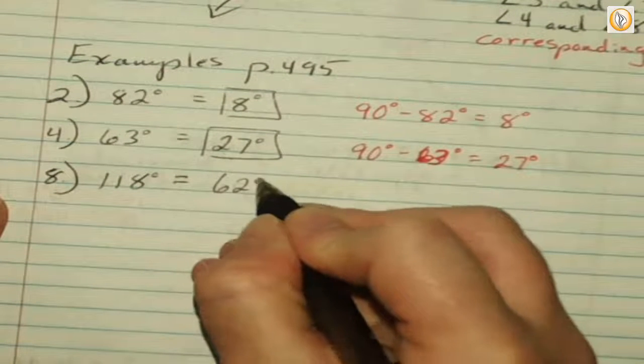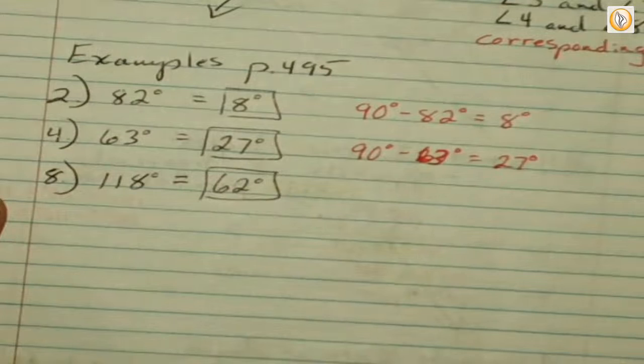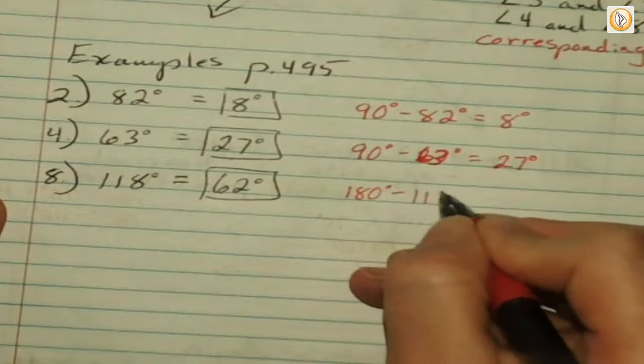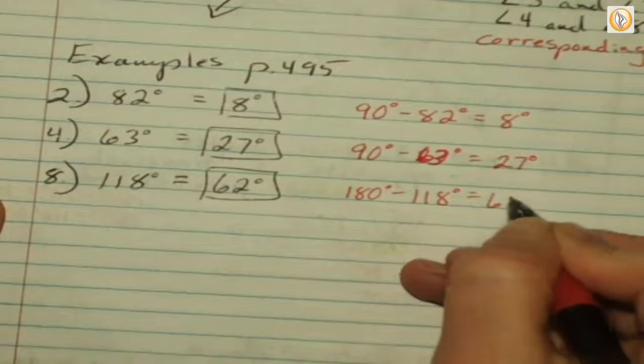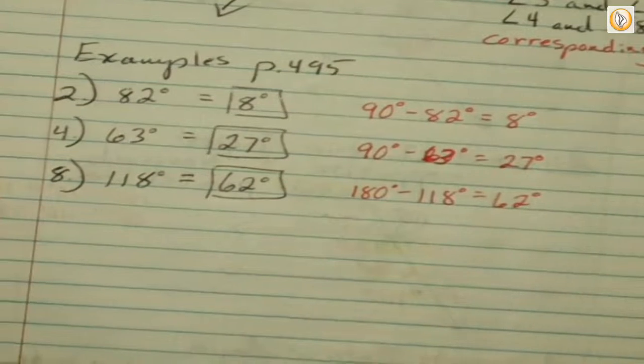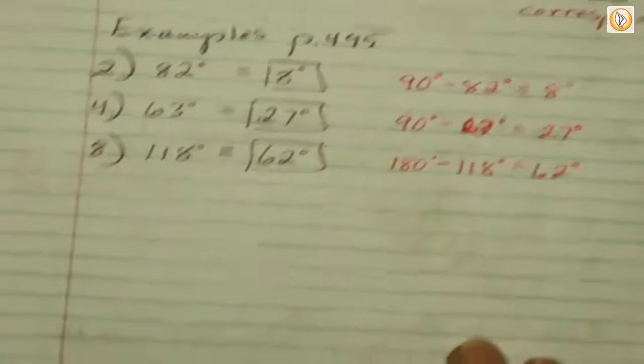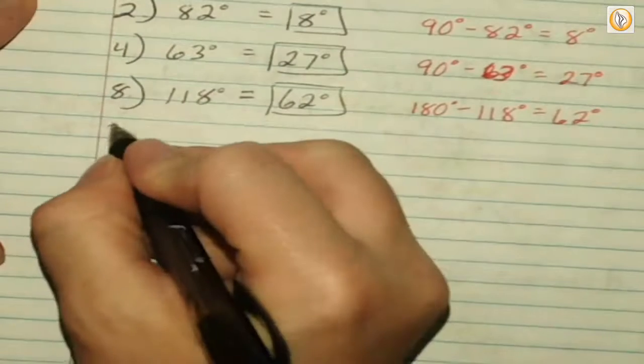Perfect. So 180 minus 118, 62 degrees. Okay. We're going to jump down to number 20.